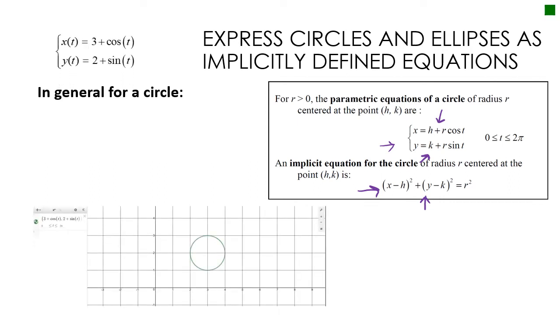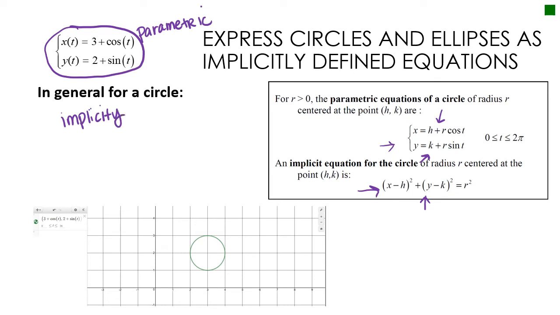So for example, if we had this as our parametric equation, like we did on the last slide, this is the parametric form for the circle. Here's what the circle looked like. We can actually write this implicitly. So again, that's going to be not dealing with different formulas for x and y. So it's one formula total by rewriting it using this formula.